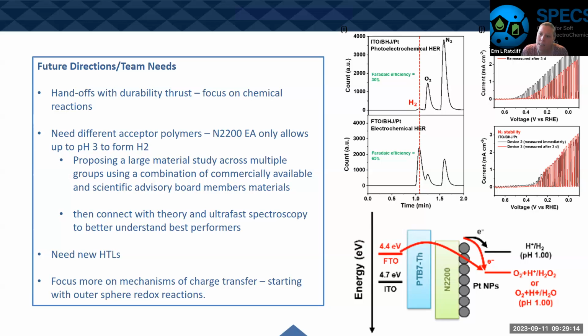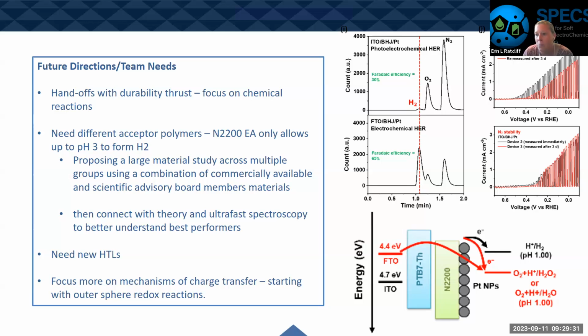Other major needs are of course more hole transport layers. Again, thinking about going across the pHs, you want to think about the 2 pH extremes, either very high pH or very low pH. Very low pH has been very challenging to find something that is stable.